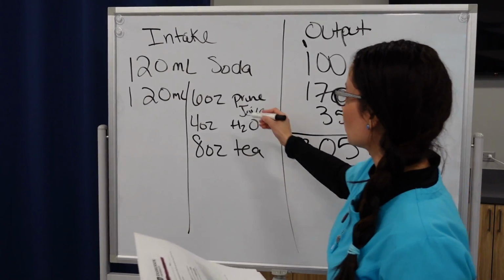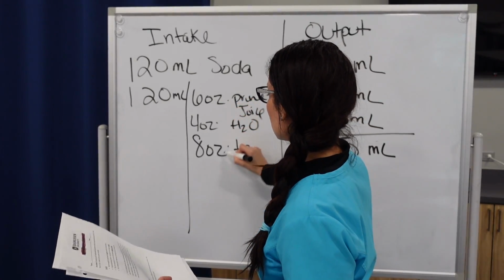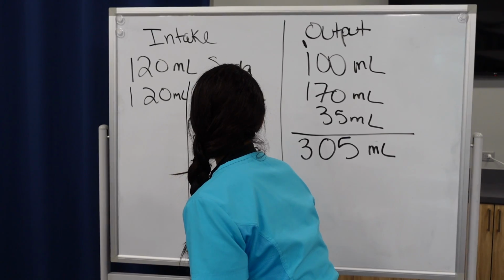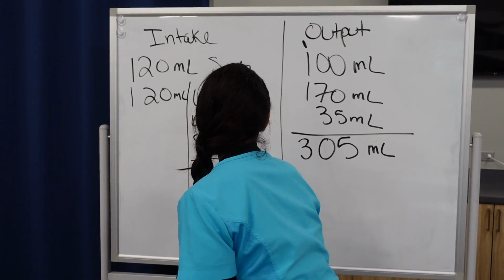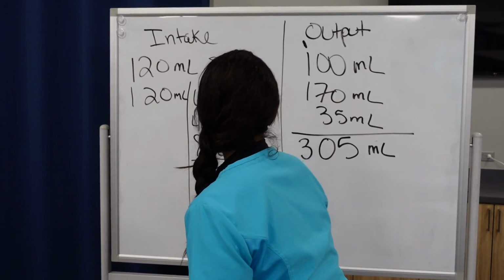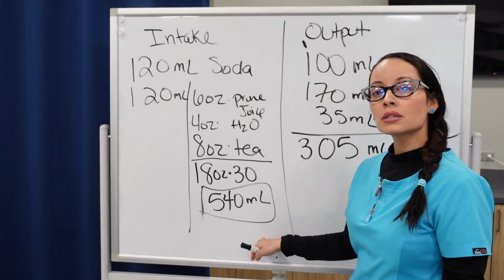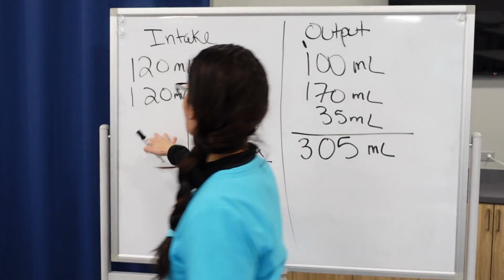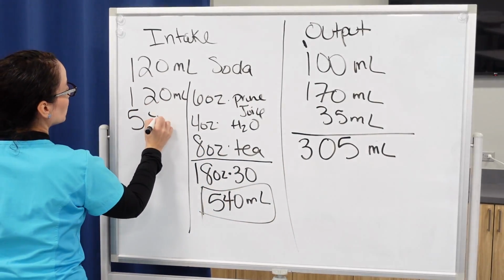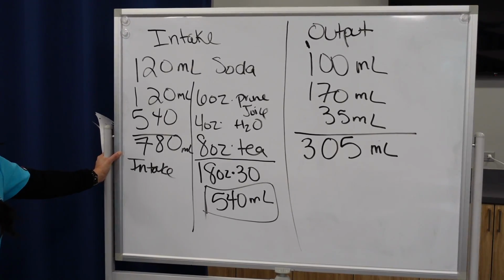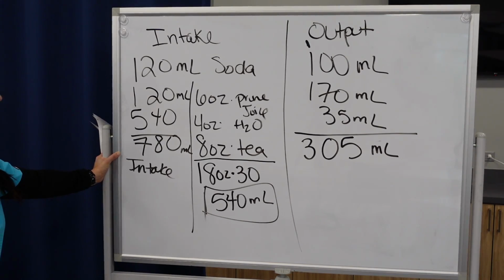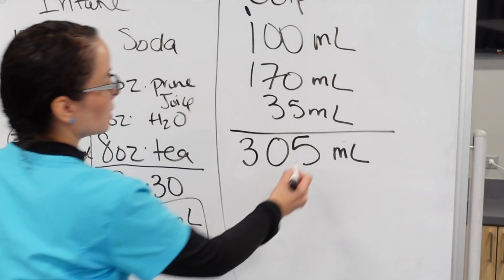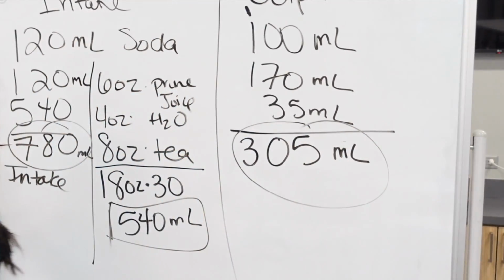So I'm going to add all of this up. 6 ounces plus 4 plus 8, and 1 ounce equals 30 mLs. That gives you a 540 milliliter total here. Then we add the 540 to what's already in milliliters. I don't need to convert those. 780 milliliters is your total intake, and your total output is 305 milliliters.